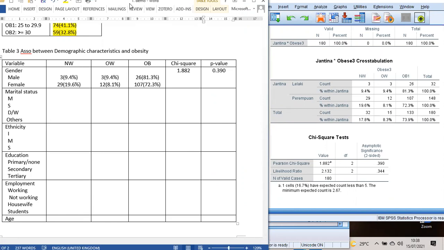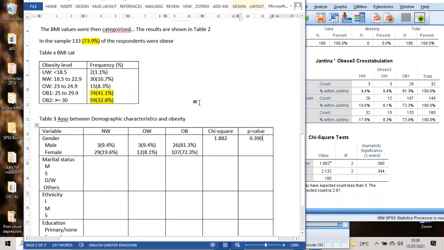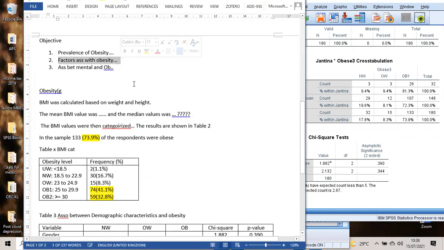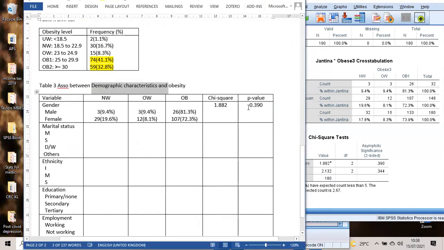So go and fill up the same thing for all the values. So this is objective number 2, factors associated with obesity. These factors are talking about demographic characteristics. We've done number 1. Number 1, you can see that it's not significant.